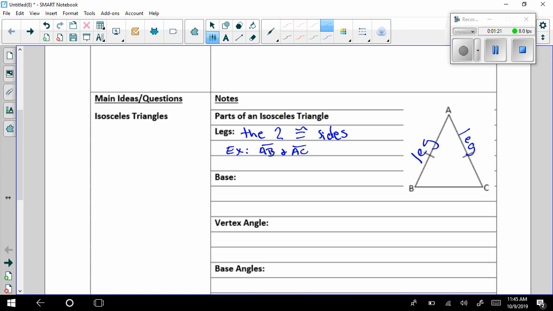All right. The other side is what we call the base of the triangle, whether it's sitting on it or if we turn this whole thing upside down, it would still be the base. It's the non-congruent side, right? The one without a tick mark. So in this specific triangle, it's BC.